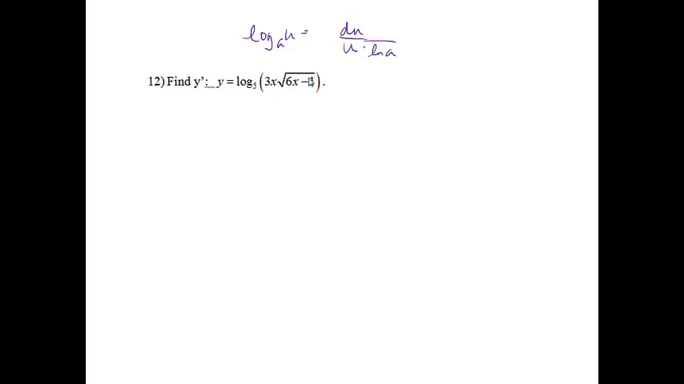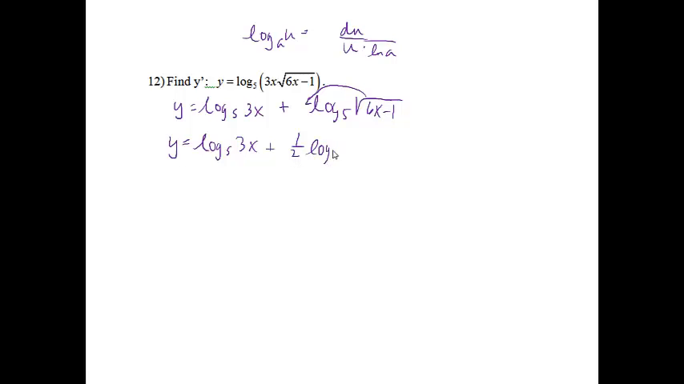Before I actually try to use this, though, I'm going to separate it into two parts just to make this problem easier. So this will be log base 5 of 3x plus log base 5 of the square root of 6x minus 1. Okay, and then I'm actually going to go a step farther because the square root is a 1/2 power, which I can bump out front. So my new problem is going to be log base 5 of 3x plus 1/2 log base 5 of 6x minus 1. Okay, now when I go to take the derivative, that formula will be a lot easier.